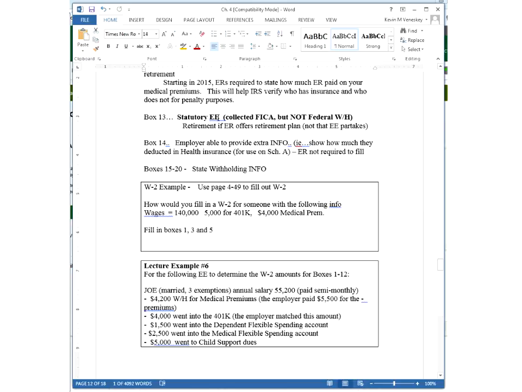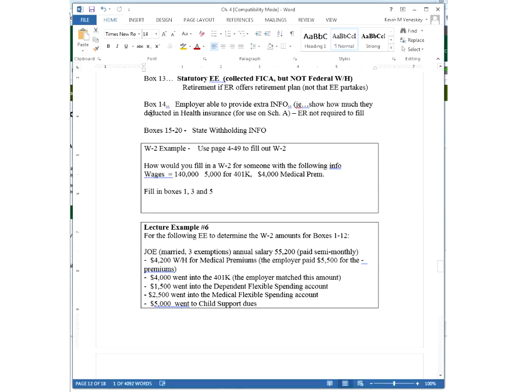Box 13, it's not used all that much, so I'm going to skip past that. Box 14, anything you ever see in box 14 is extra information. You don't have to put this on your return. You could put it on your return somewhere, but it's not going to actually be inputted into the tax program, whatever's in box 14. It's just extra information, maybe how much you put into your medical premiums, because then you could move that amount to Schedule A, how much you have paid in.